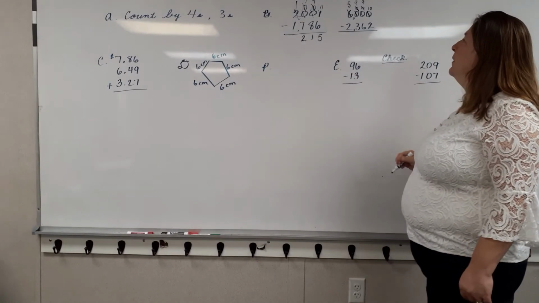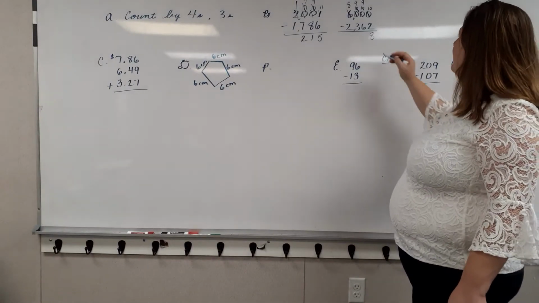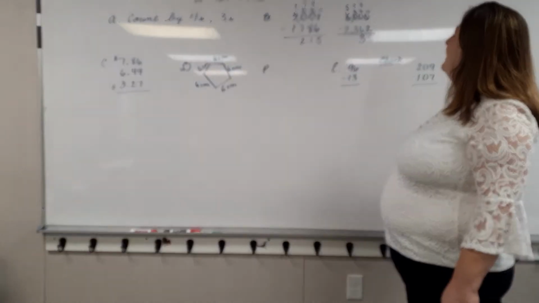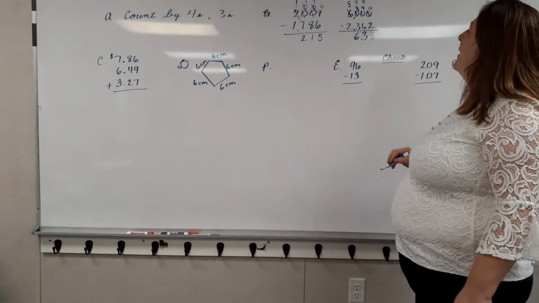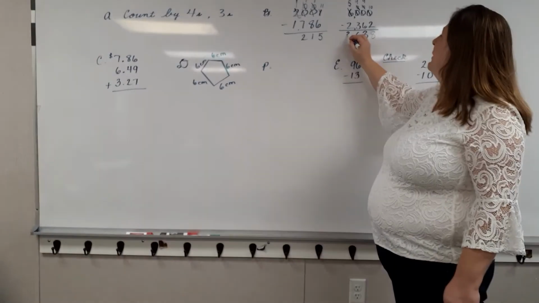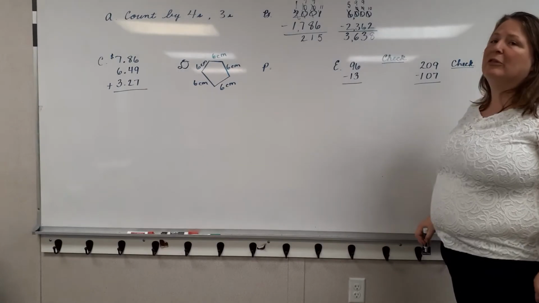10 minus 2 equals 8. 9 minus 6 equals 3. 9 minus 3 equals 6. 5 minus 2 equals 3. 3,638.